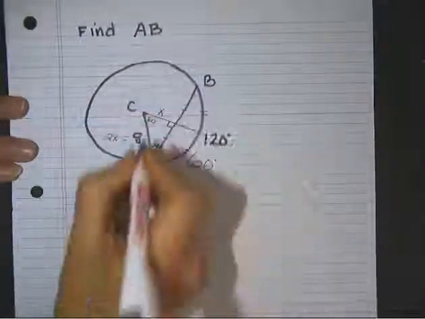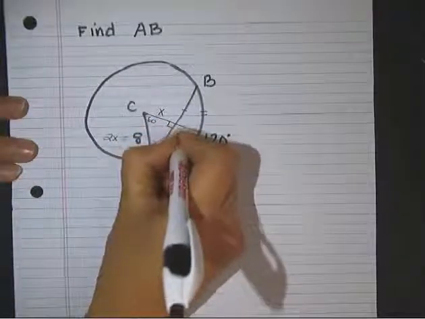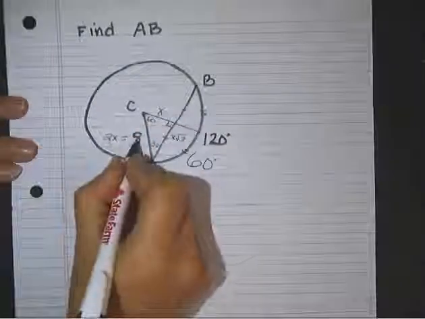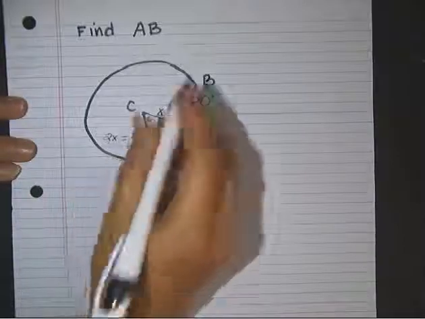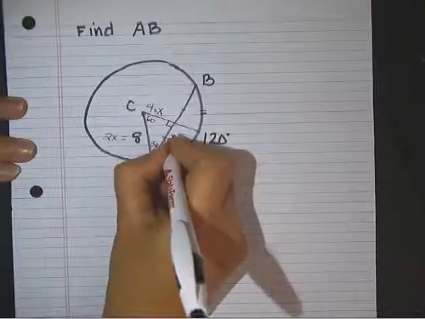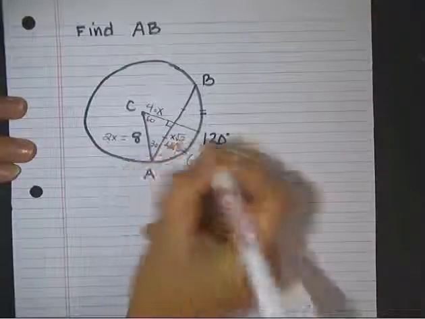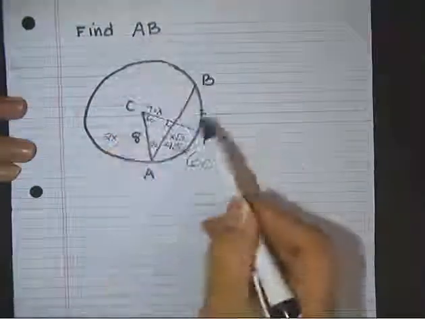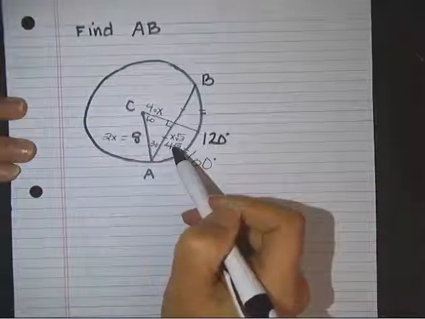So if 2x is 8, my x would have to be 4. And my x root 3 is now 4 root 3. But I was asked to find the length of AB. So 4 root 3 here plus 4 root 3 here would be 8 root 3 for my final answer.